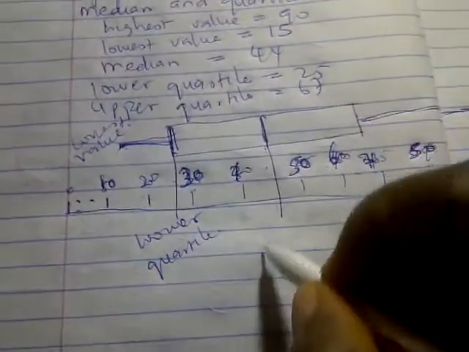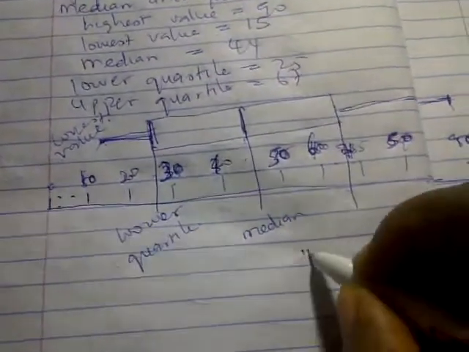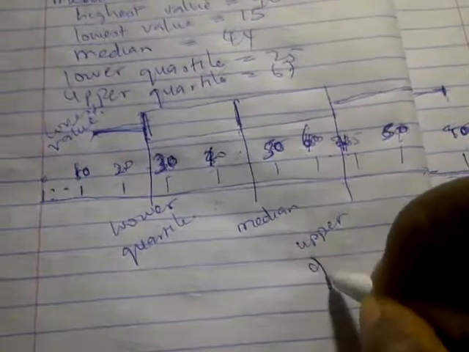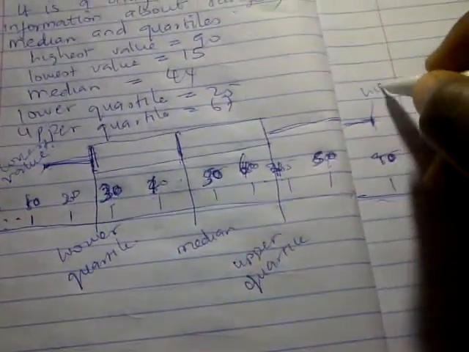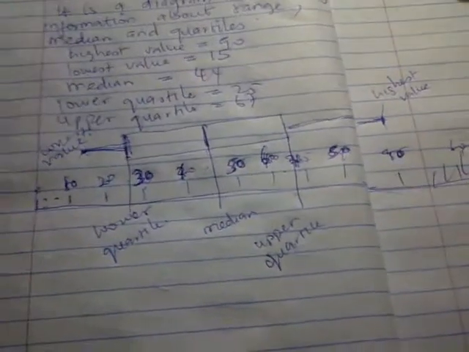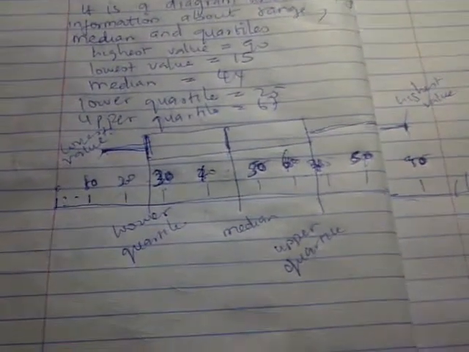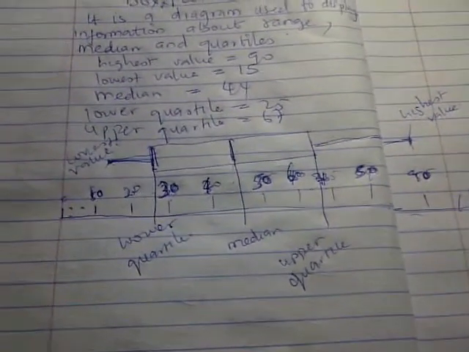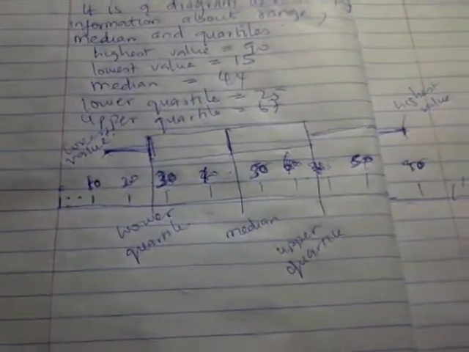Now, this part represents the median. This part represents the upper quartile. And this part represents the highest value. Okay, that's just it about box plot. So if you're asked to find anything on it, it's just to go straight and pick it up once you know what each part on a box plot represents.